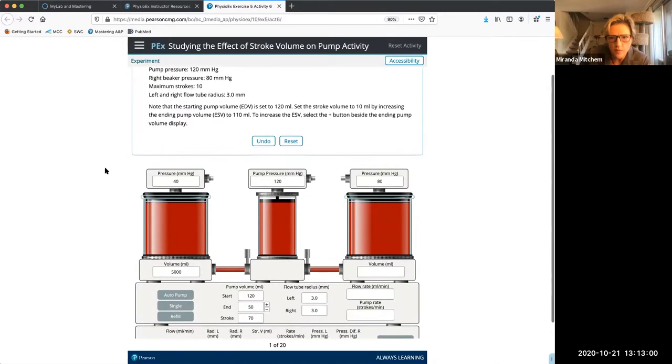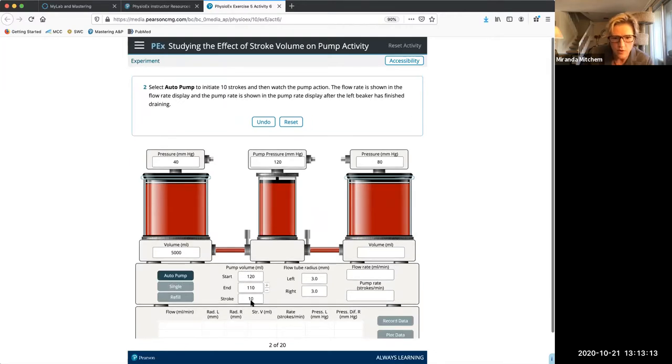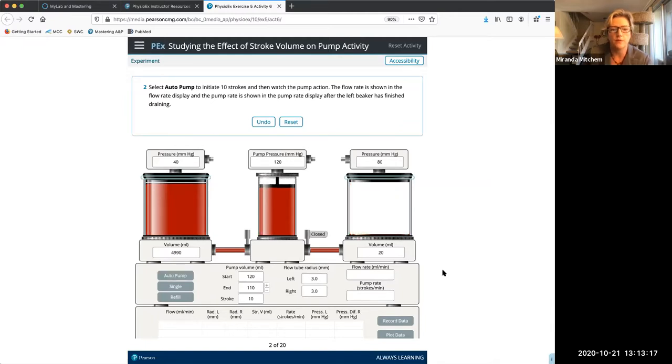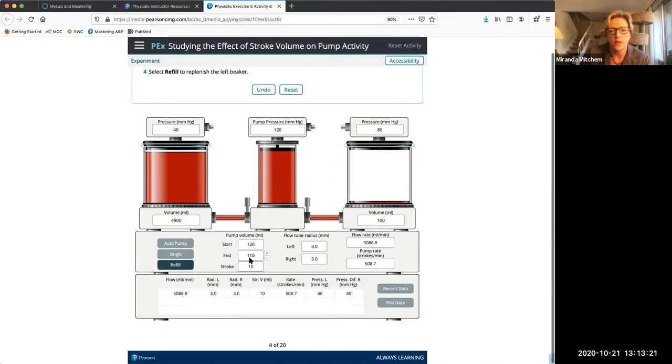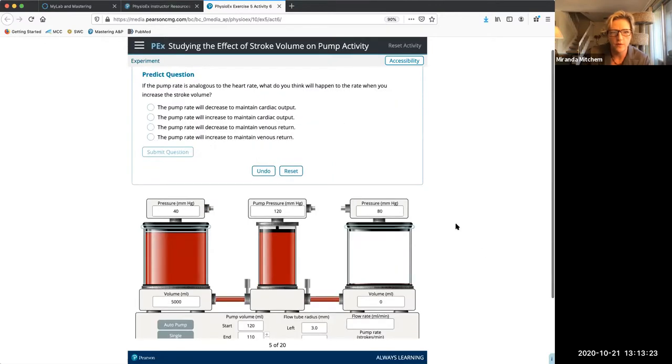Set the stroke volume to 10. Sorry, I've got to repeat this part by increasing the ending pump volume to 110. Okay, so see the stroke volume is 10. And then we're going to hit auto pump. Record data, refill. Did it not like what I did here?